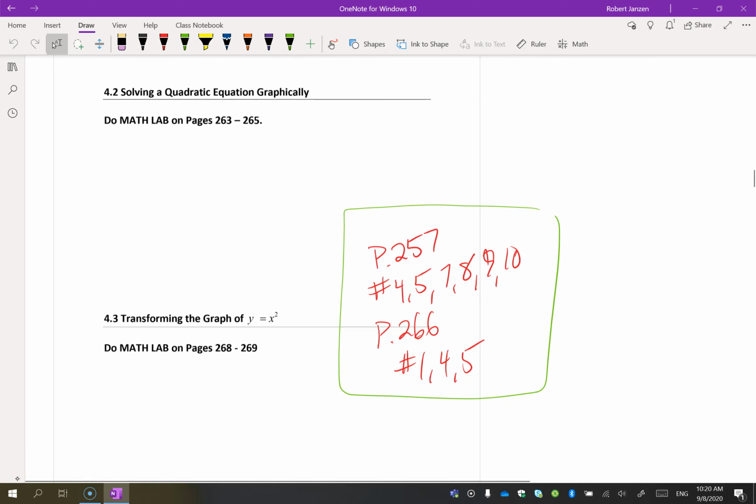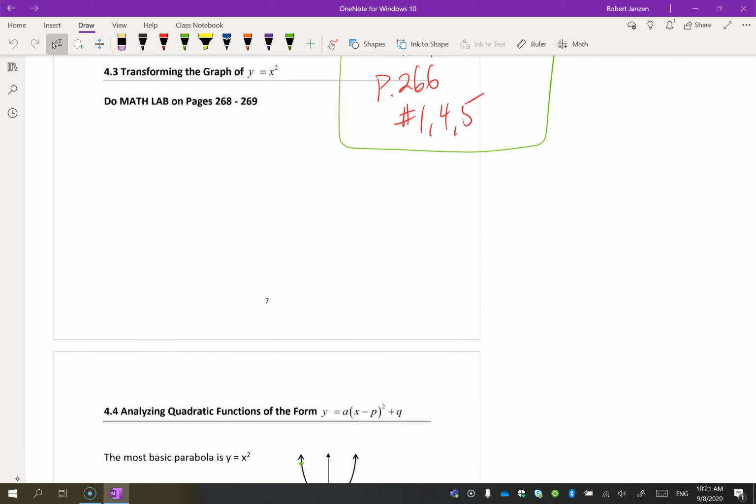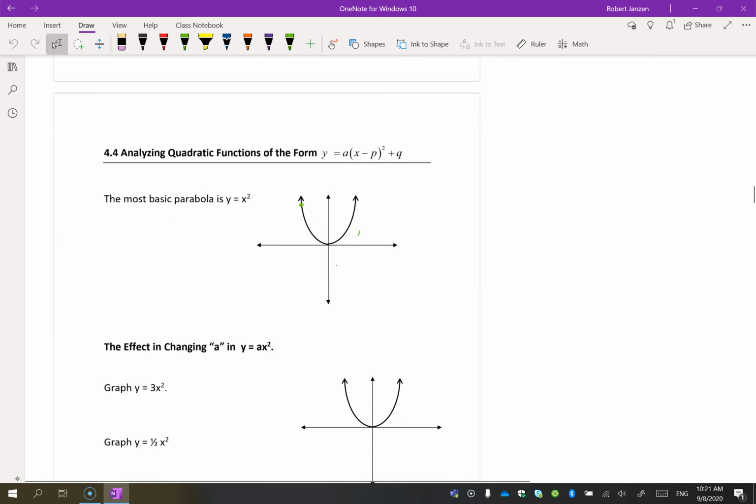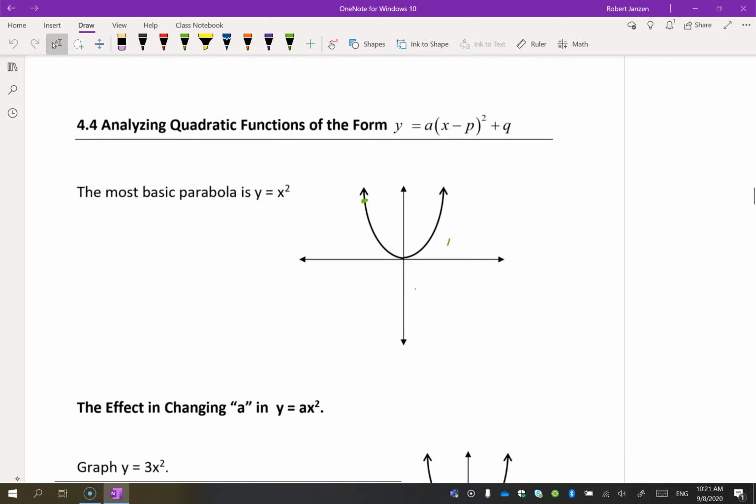So we're going to skip these two labs. I think you've probably already taken a look at one of them by doing some of this homework, and also by getting on Desmos and trying to do some of those graphs. What we're going to do now is to actually analyze what a parabola looks like without having to use a table of values, without having to use Desmos.